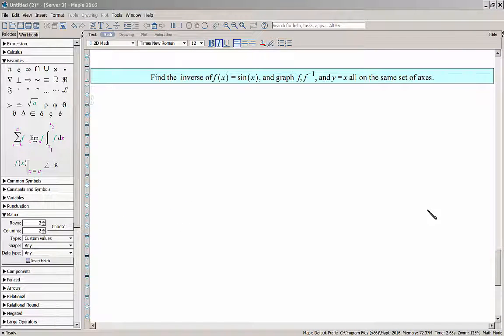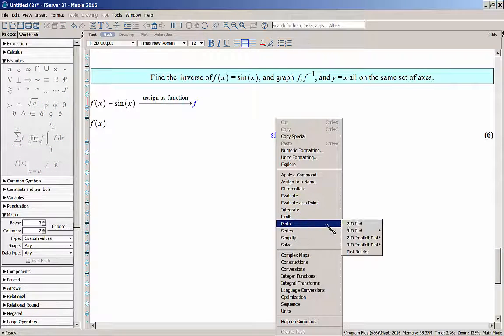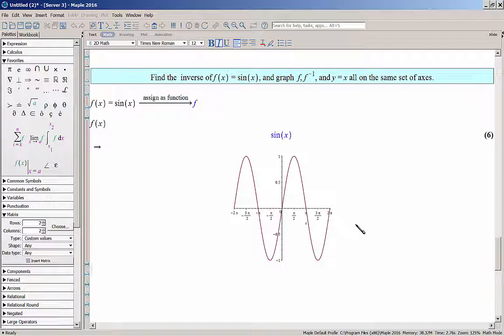As a final example, let's take a look at the function sine x. Let's see if we can make some sense out of the problem of obtaining an inverse to the function f of x equals sine x. I'm going to begin by defining the function. And I think I'll draw a graph. So I'll have Maple draw me a graph.